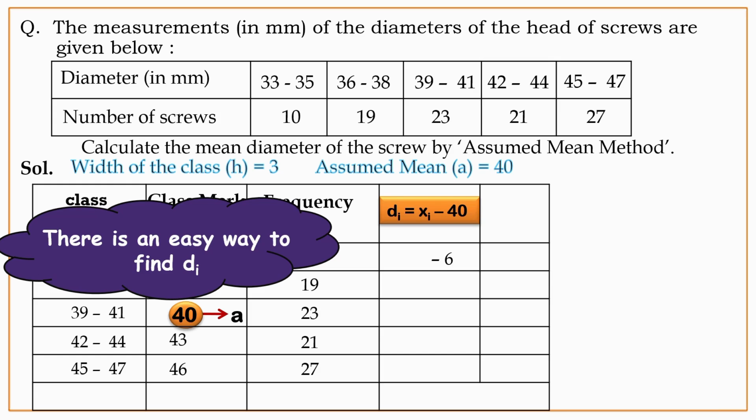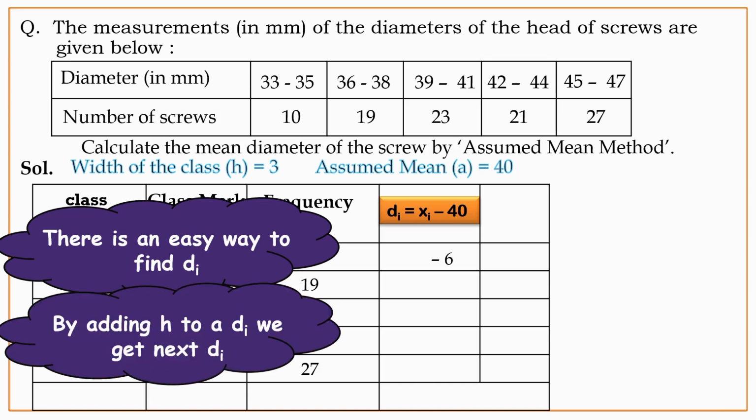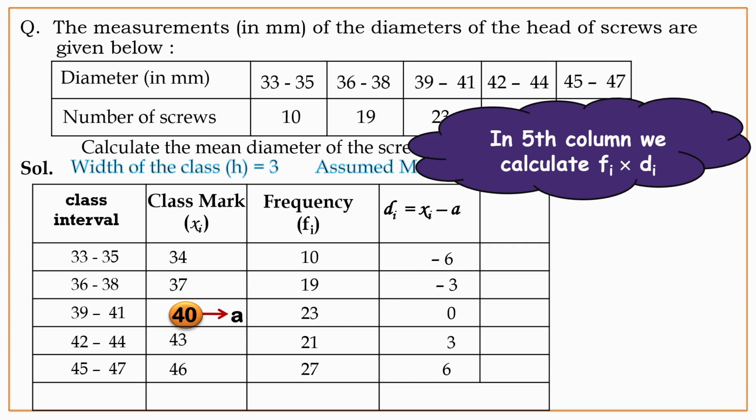Since we are subtracting 40 from xi, if we just add the class width here, then we will get the subsequent di value as well. So just by adding h to this di, we will get the next di. Okay. So that means minus 6 plus 3, where 3 is the class width. So we will get minus 3, then again minus 3 plus 3, 0, then 3, then 6. So we got all the di values.